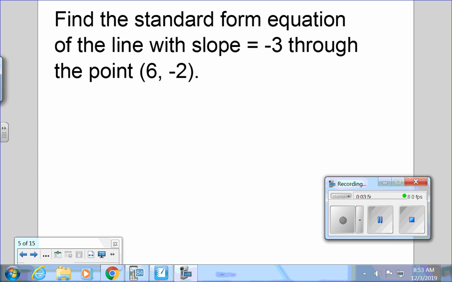All right, let's see what's going on here. Find the standard form equation of a line with slope -3 going through the point (6, -2). All right, let's be scholars with plans. Ken, you got a plan?